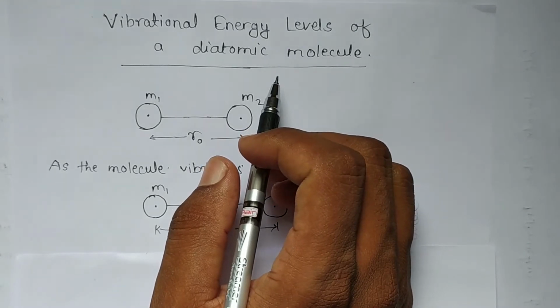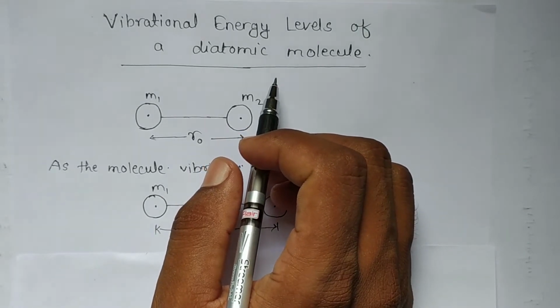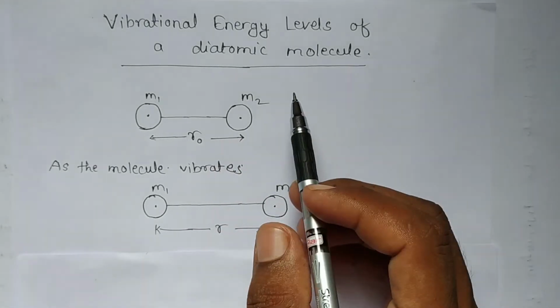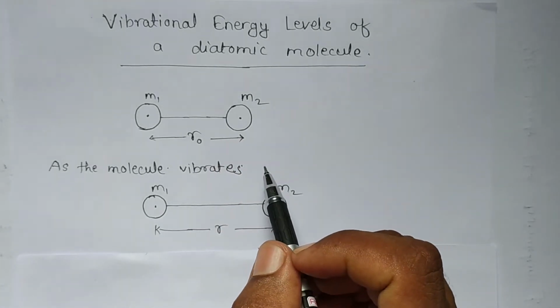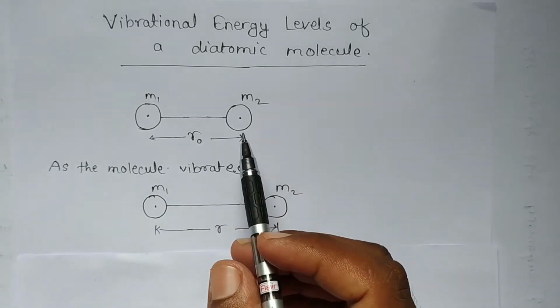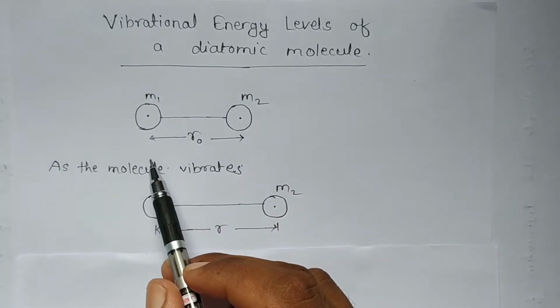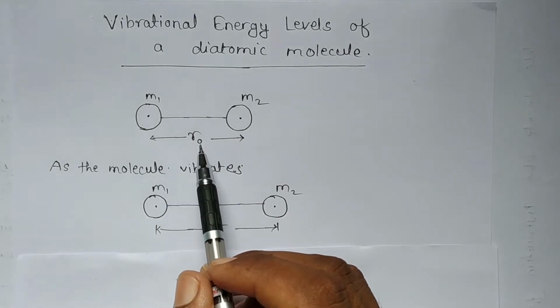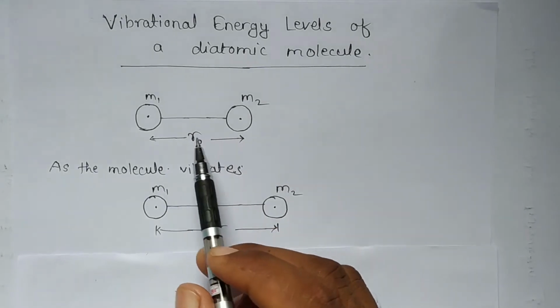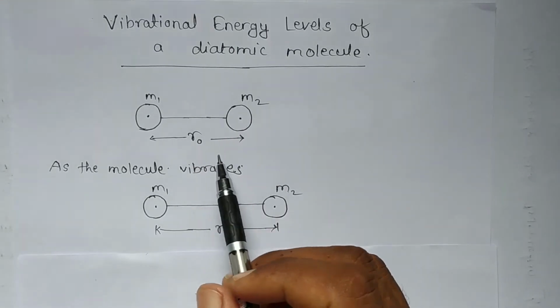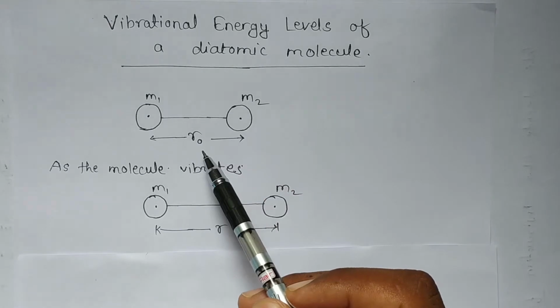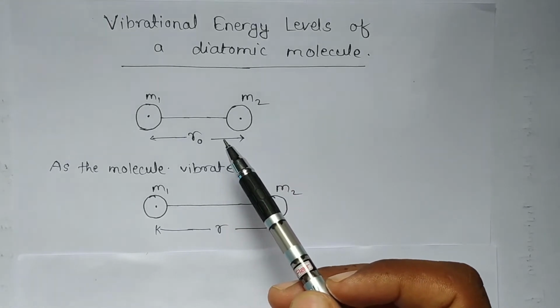My name is Dinesh Kumar and my seminar topic is vibrational energy levels of a diatomic molecule. Let us consider the vibrational motion of a diatomic molecule. That means the atoms of the diatomic molecule are in vibrational motion about their mean position. Let m1 and m2 be the masses of the atoms. Let the atoms be separated by an equilibrium distance r0.